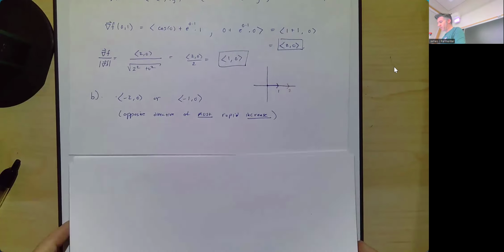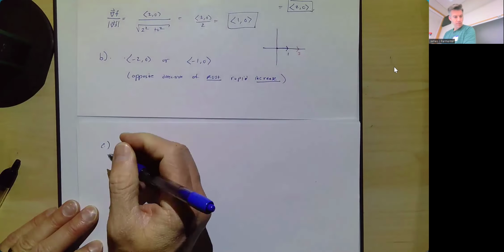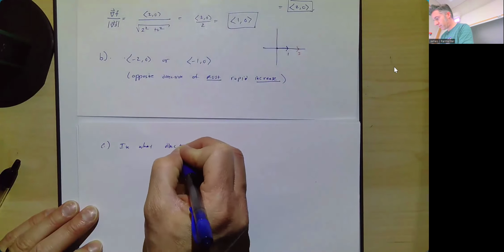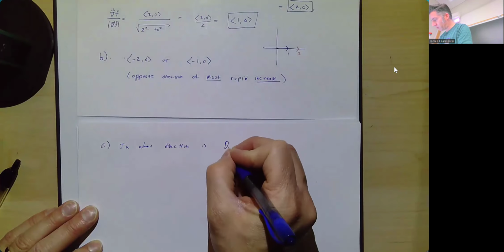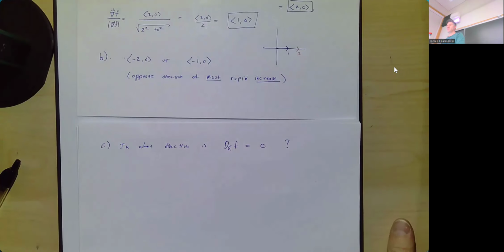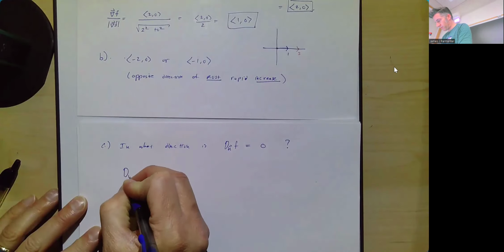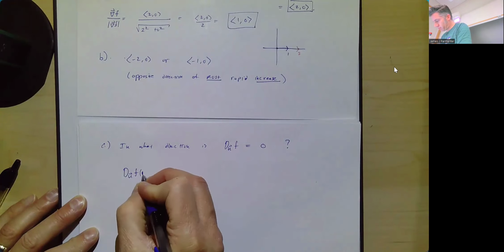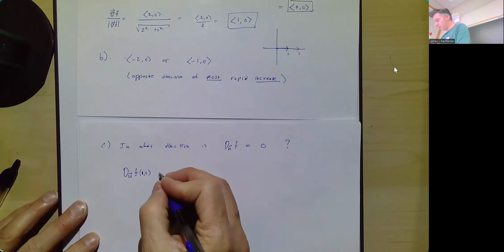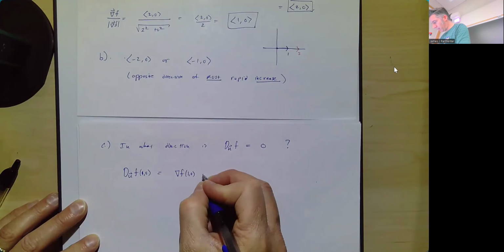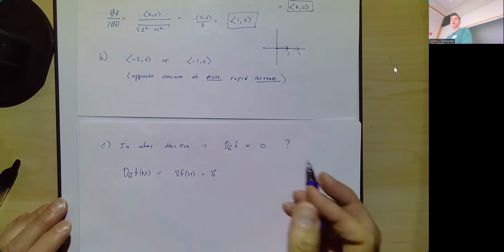So we want to know, in what direction is the directional derivative equal to 0? Okay, so the directional derivative at the point 1, 0, which I don't usually like to write in there, but fine, is just your gradient at the point you're working with, dotted with the direction you're going in.